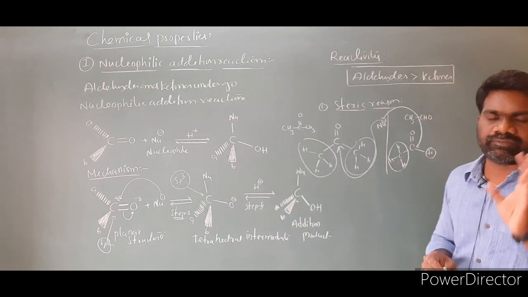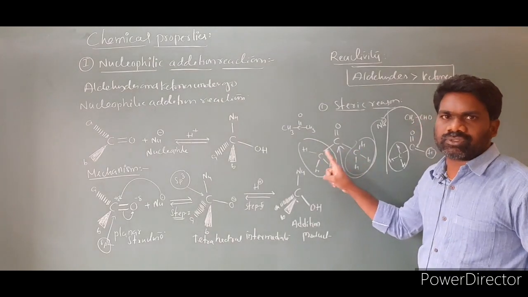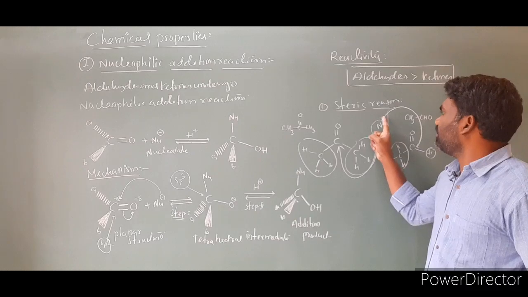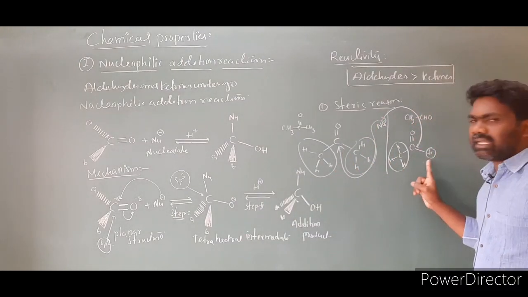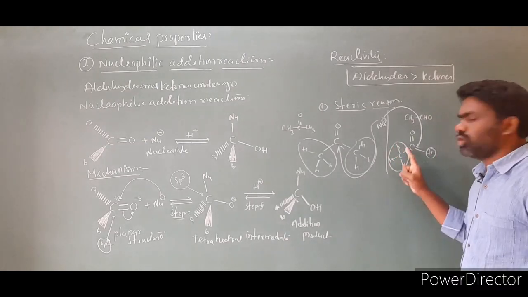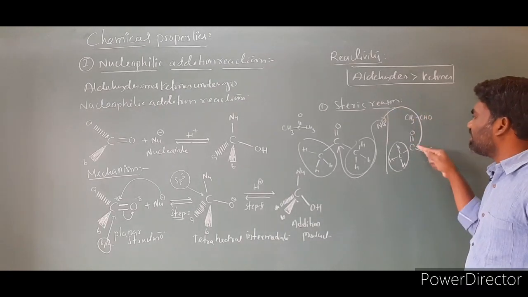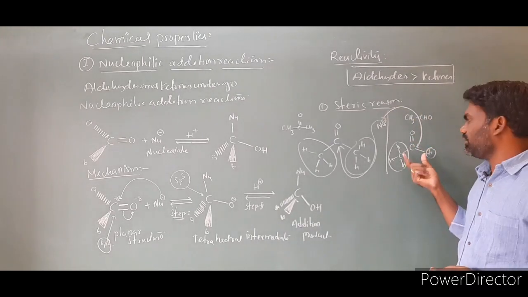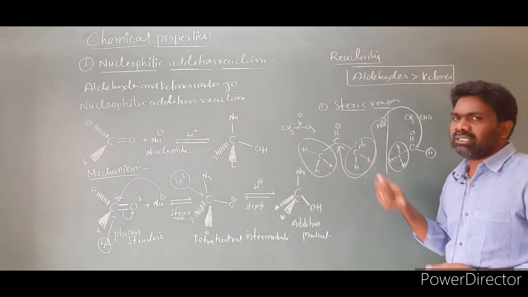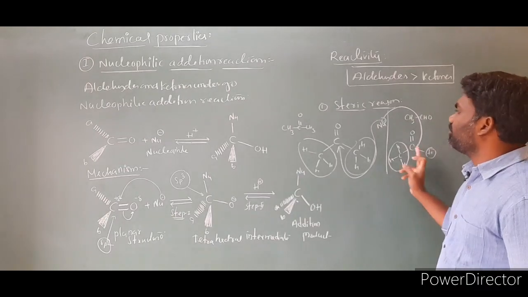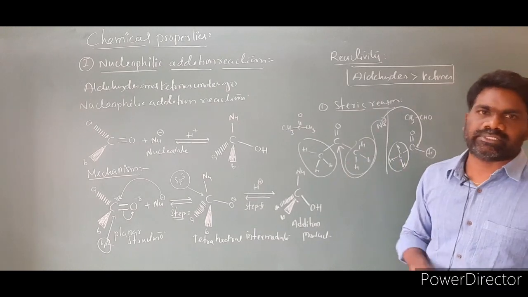This is the first reason. What is the first reason? In ketones, two relatively large groups are attached to the carbonyl group, and the nucleophile cannot approach the carbonyl carbon easily. But in aldehydes, in addition to one large group, there is one small group, that is hydrogen, so the nucleophile can easily approach this carbonyl carbon. Here both are large, so aldehydes are more reactive towards nucleophilic addition reactions than ketones. This is the first reason.